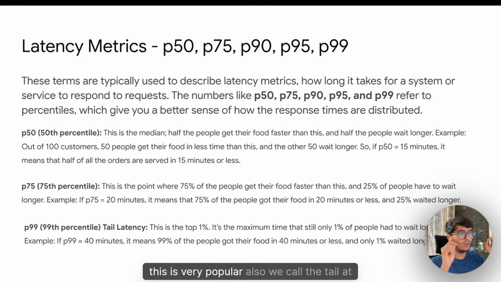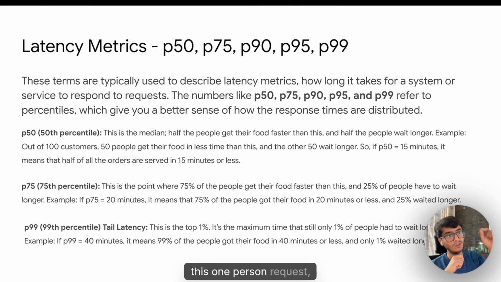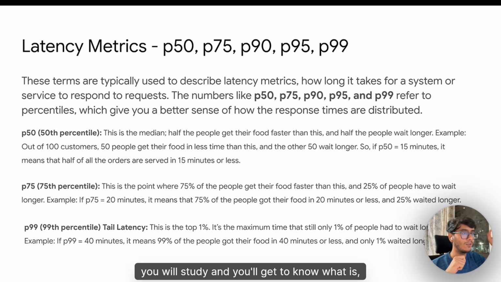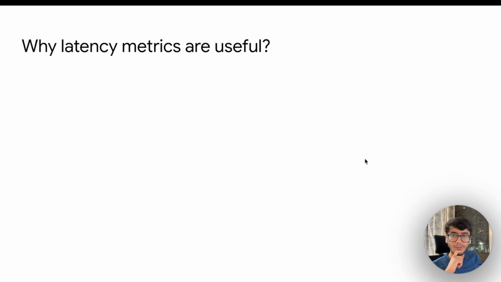And this is very popular also. We call it the tail at scale problem. It's a very famous concept, because with this 1% of requests, you'll study and get to know what is going wrong in your system that you need to fix. Perfect. Let's move forward.